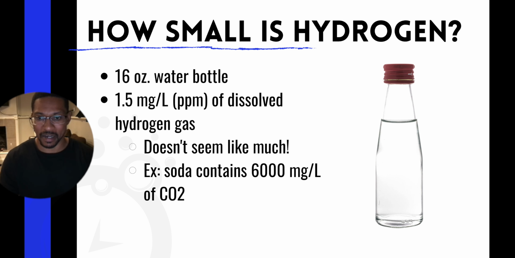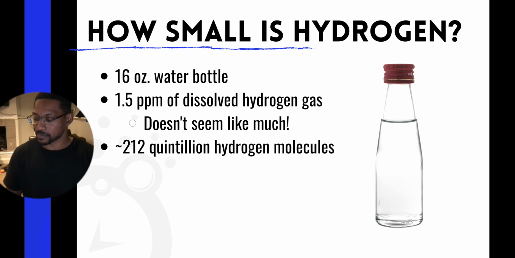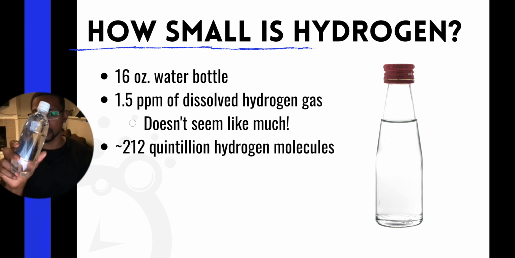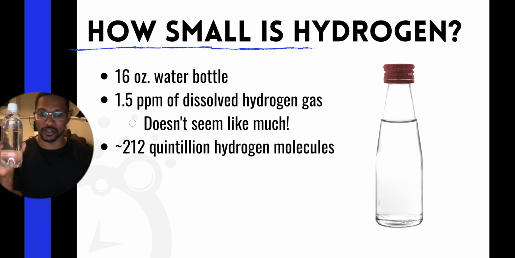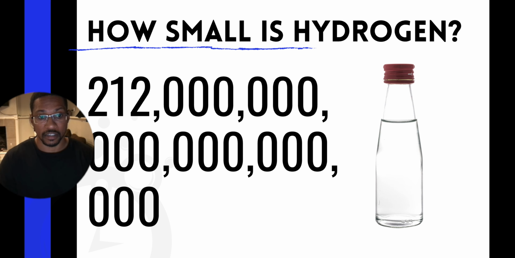So with that in mind, there would actually be approximately 212 quintillion H2 molecules in this bottle. That is a lot. So you understand how big that number is. It's a crazy big number. That's 212 followed by 18 zeros. It might be a little hard to wrap our heads around, but that's a lot of hydrogen molecules.